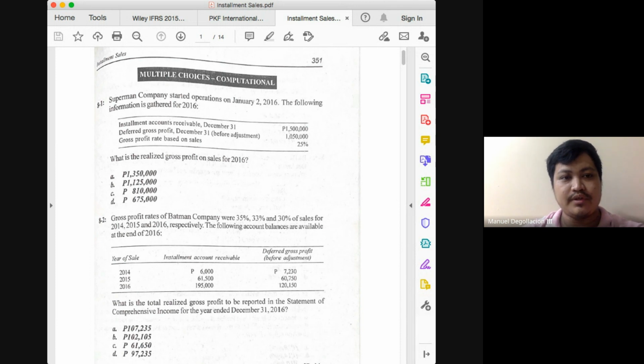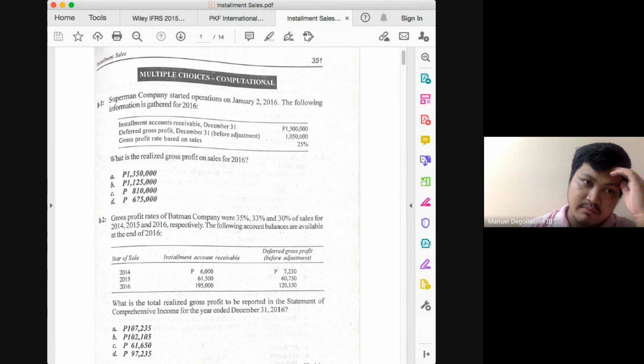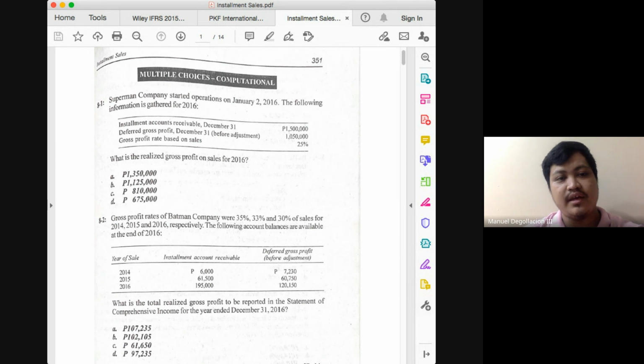So for number one, the first question here is, what is the realized gross profit for 2016? And there are different approaches for us to determine the amount of realized gross profit, or RGP, for the year. The procedure that we will have to undertake would depend mostly on the available information. In this problem, we are given the installment accounts receivable at the end of the year. We're also given the DGP as of the end of the year, but still before adjustment. And we are also given the gross profit rate for the year.